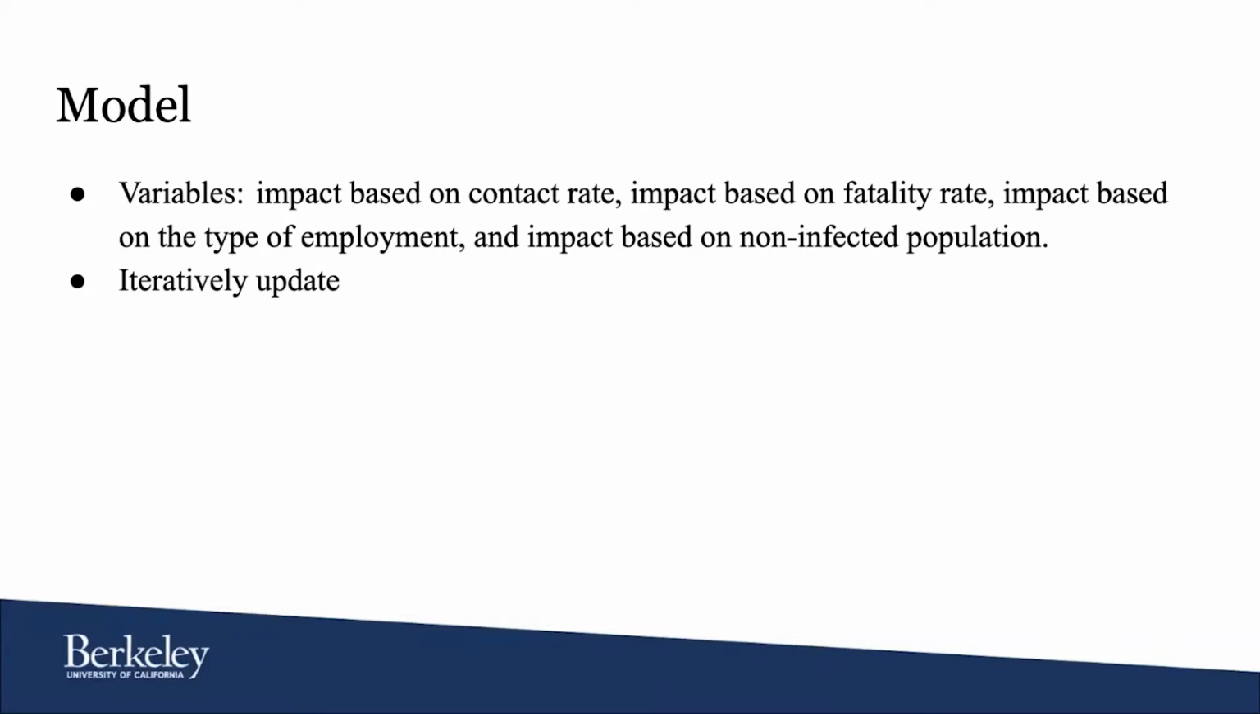So we created a model based on a decision matrix that would basically make a decision on which age group to vaccinate based on 4 variables that we thought were the most important. The first variable was the contact rate. The second was the fatality rate. The third is the type of employment, and fourth is how much of the population in that age group has already got the virus. Once we created a decision matrix with these 4 variables for all the age groups, we would choose the age group to vaccinate first. Then we would remove the age group from the decision matrix, update the data for all the other age groups, and iteratively continue with the process till we get an order of which age groups to vaccinate.